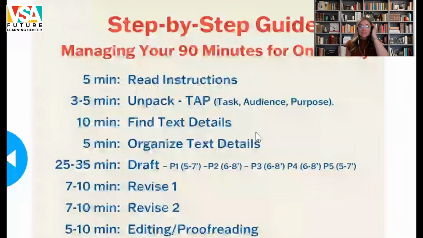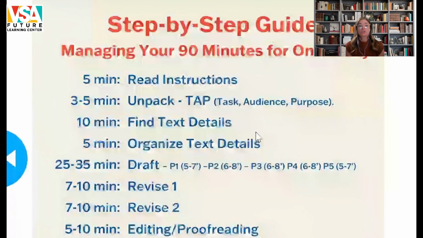So with that being said, we have a step-by-step guide for how you can manage your 90 minutes for one essay. Typically on the ELA sections of these exams, you're going to have 90 minutes or an hour and a half to compose your essay. We want to spend the first 5 minutes reading the instructions.